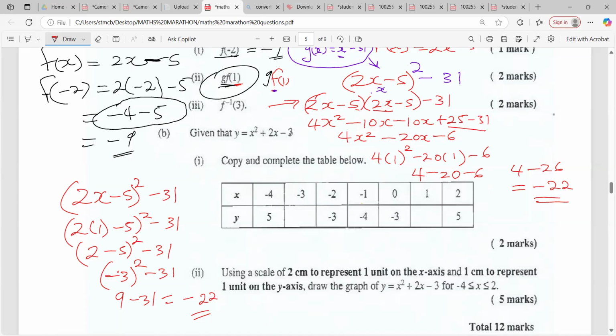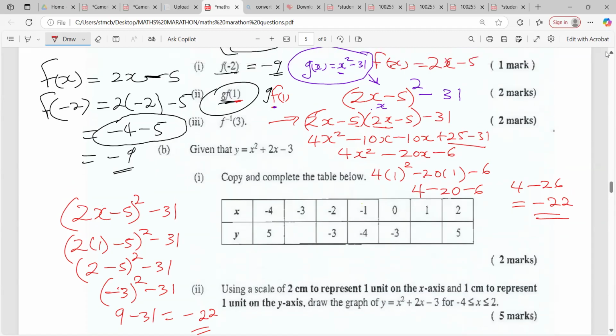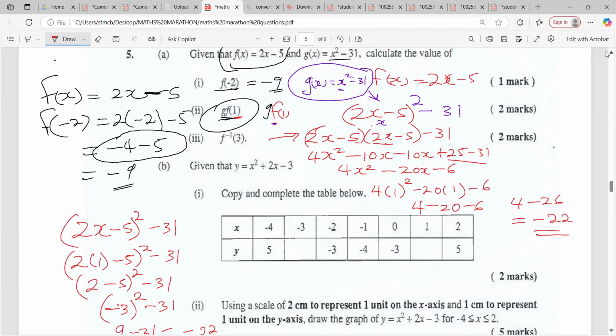Yeah, sir, go ahead. On the first equation that you wrote, 2x minus 5, and you square that, after you square it, how did you get the second minus 10? Okay. All right.